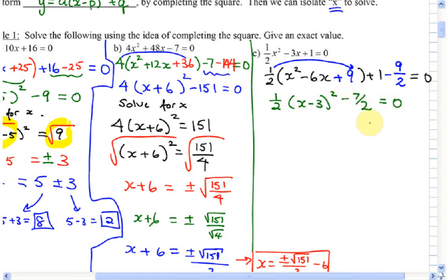Okay. Once you have it in this format, go ahead and try to solve for x. So once again, I'm going to ask you to isolate x. So 1/2 and x minus 3 all squared is the same. Move the negative 7 over 2 to the right-hand side. Okay, now I want to get rid of that 1/2 on the left side. So what's 7/2 divided by 1/2?